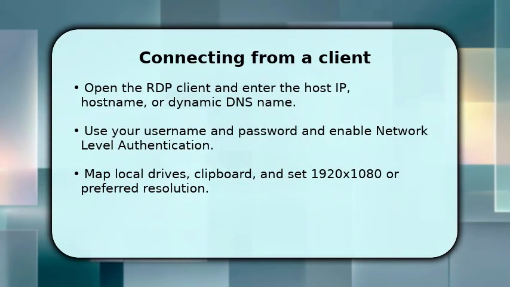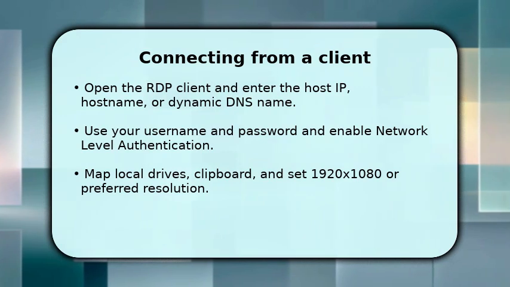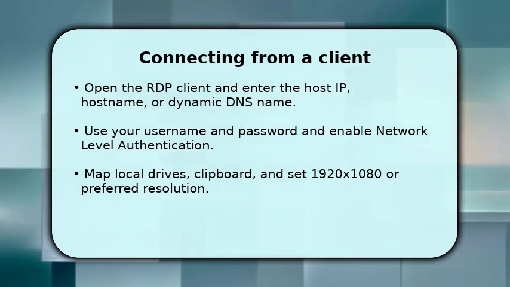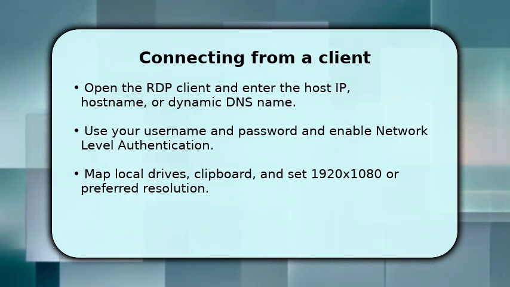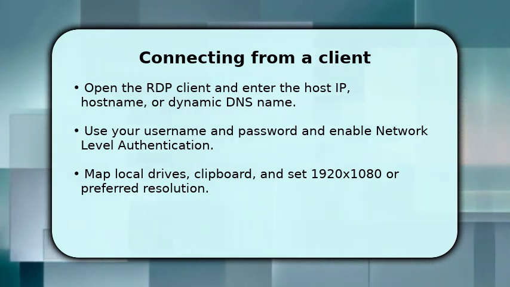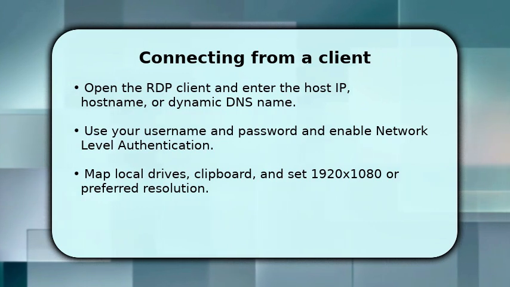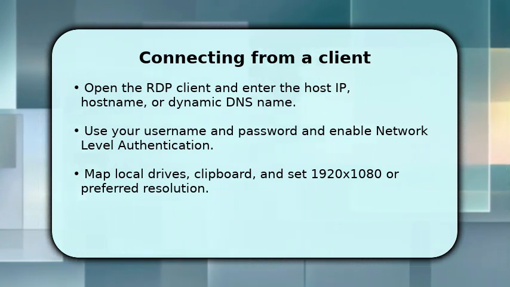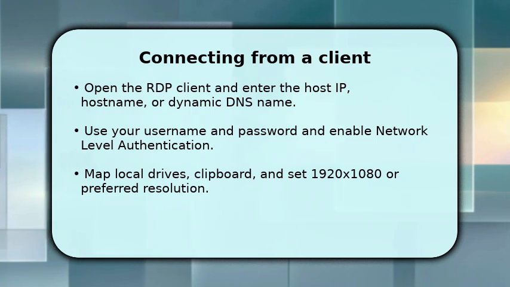On your client device, open the RDP client application and enter the host IP, hostname, or dynamic DNS name. Choose the correct port if you changed it from 3389, for example, 3390. Enter your username and password and enable network-level authentication before connecting.